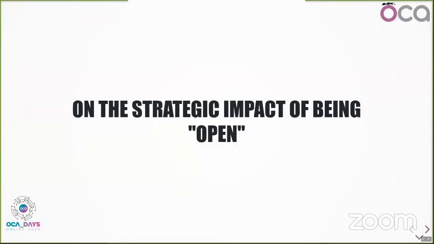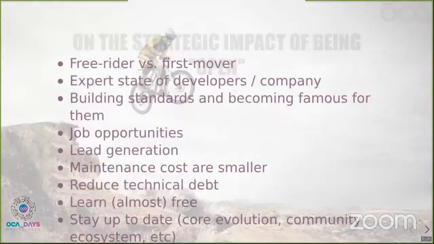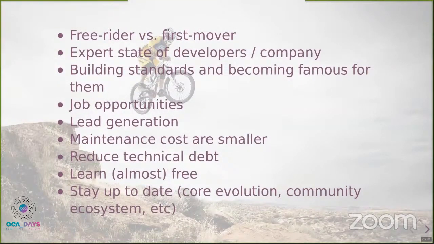So now on the major topic: the strategic impact of being open. To me, there are different aspects of being open. First is obvious. If you deal with open source software, you can either adopt a free rider strategy or a first mover strategy. Whereas free rider doesn't have much to do with open source. It's just like you anticipate that there is open source code. You take it, you use it, and you commercialize it. The first mover approach is something where you put your code early on into the community and get early feedback.